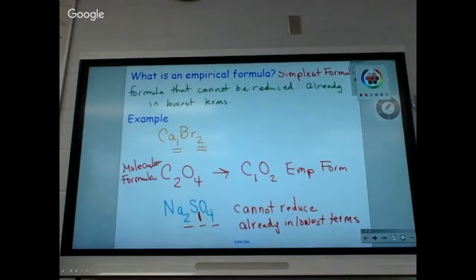Now, we're going to calculate empirical formulas today. We're not going to use oxidation numbers. We're not going to look up anything. We're going to use math to do this today. Okay?